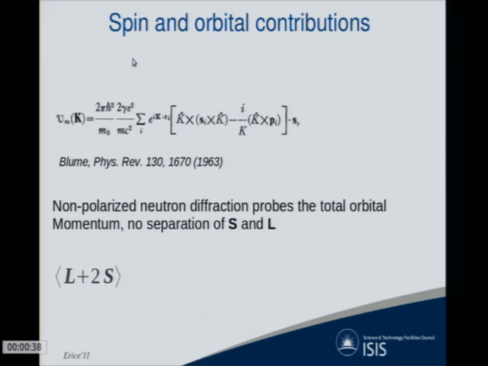So if you have a rare earth element where J is the right quantum number and it's very large, like, I don't know, J equal 9 or something like that, then 7.5 or 8.5, then you will have the full J in a neutron scattering cross-section.